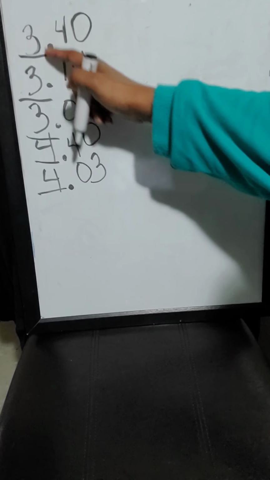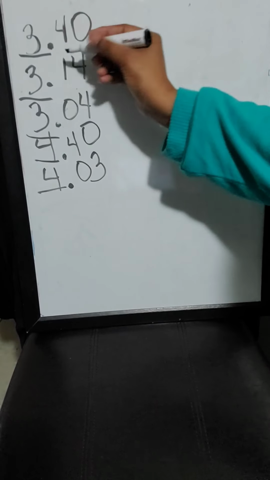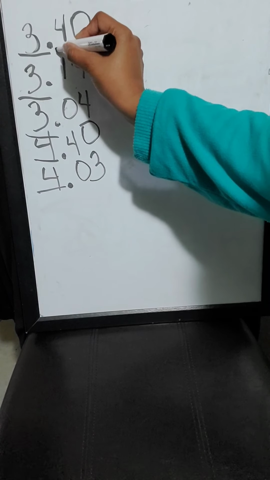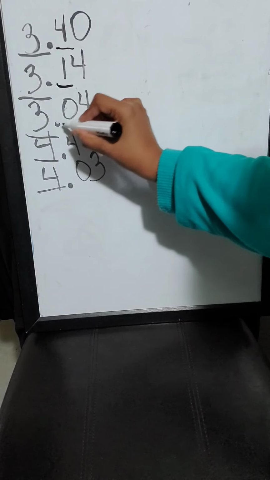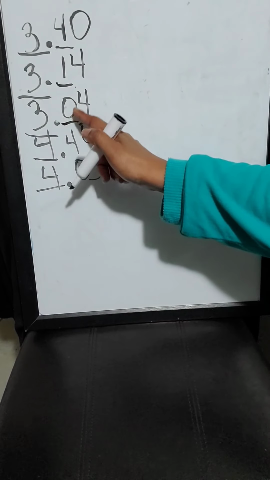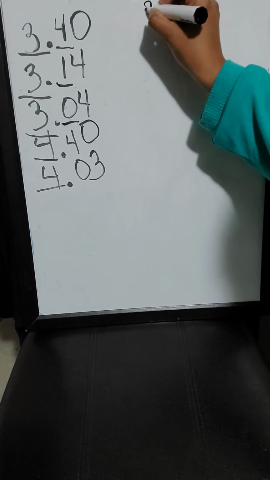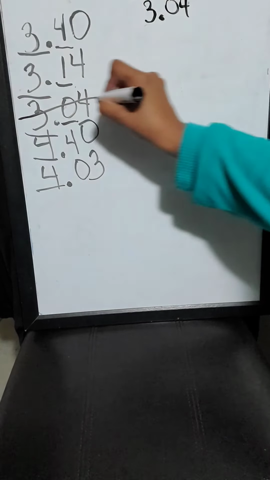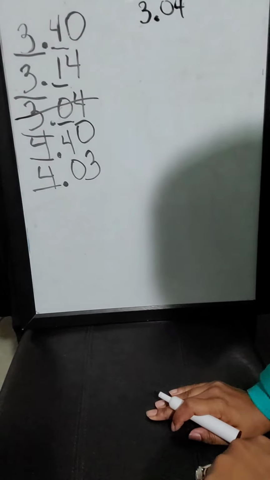The 3s are. So then we're going to look at the next place value, which is the tenths place, with the 3s, because they're all equal to each other. And we're looking for the smallest one. Out of 4, 1, and 0, the 0 is the smallest, so this one would go first. So I'm going to write it over here, 3 and 4 hundredths, and then I'm going to draw a line through it so that I don't rewrite it again.